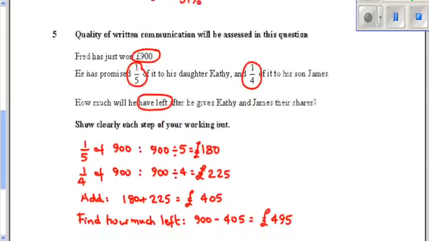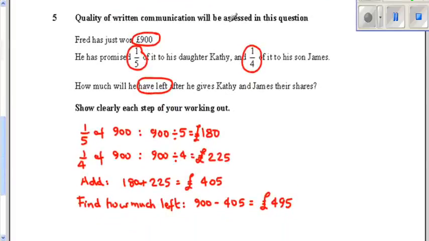Going down to question 5. This one here, remember in each of these papers you'll see at least one question that'll mention these words here. Quality of written communication will be assessed in this question, and it's very important for you to explain clearly, showing every line of working that you can in order to get the marks for these questions. If you just write down an answer, you will get 0 marks if you don't set it out clearly, because they want to see that you can communicate the answer clearly.